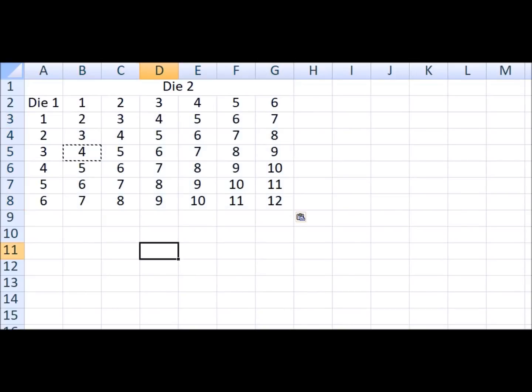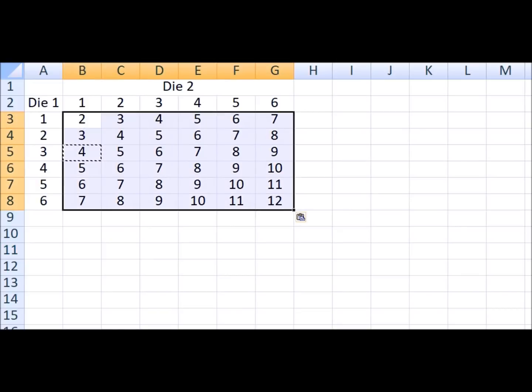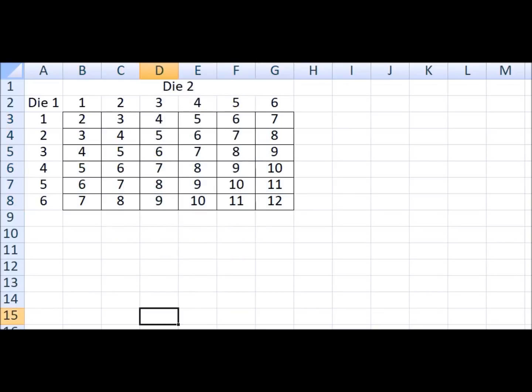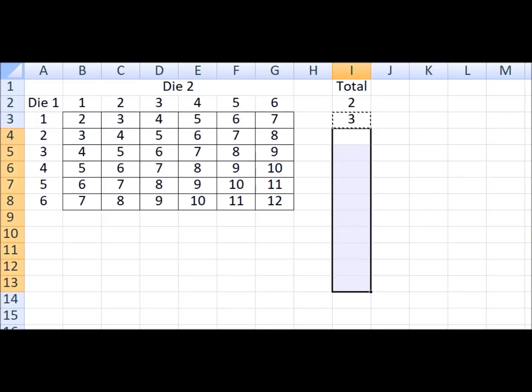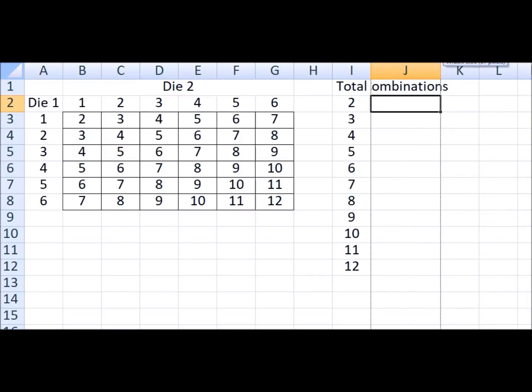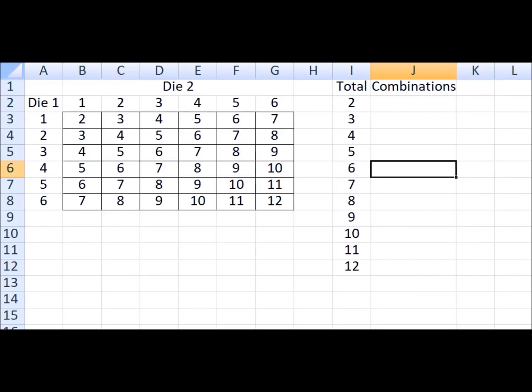So here you can see every possible total from 2 to 12. And you can see that some totals happen more often than others, and let's take a closer look at that. So the possible totals can be anything from 2 to 12. So let's count the number of ways each total can happen.